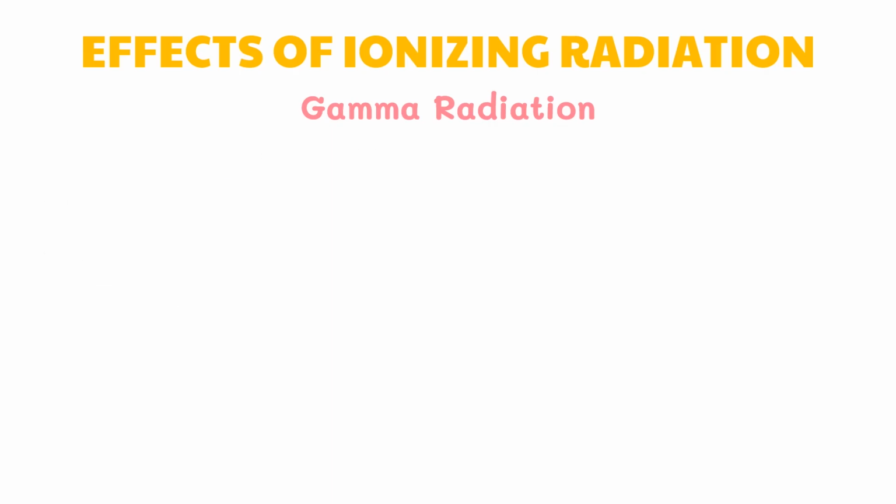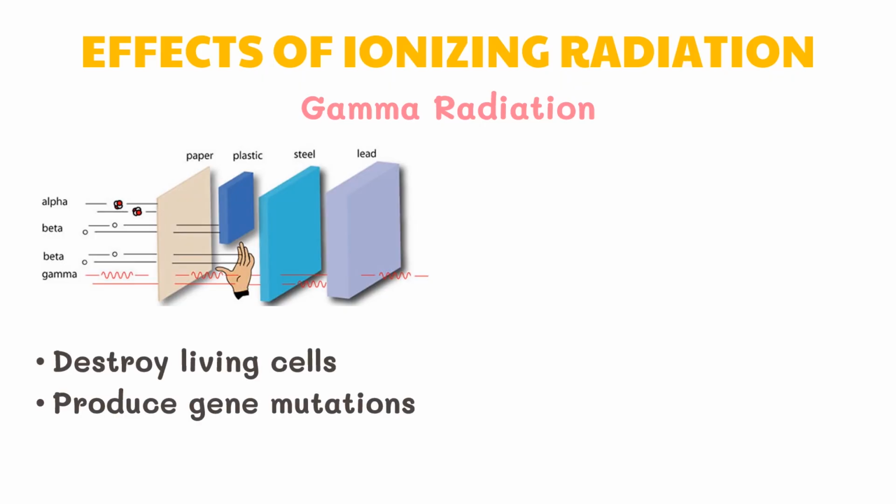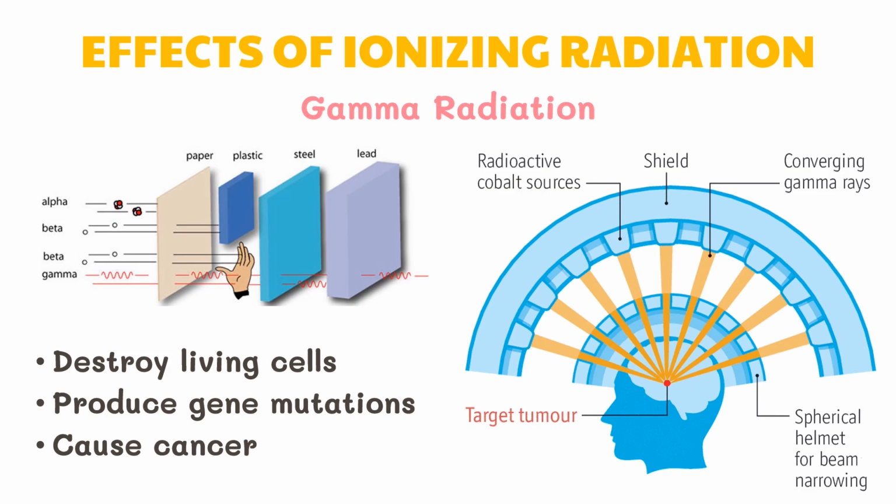The extremely high energy of gamma rays allows them to penetrate just about anything. They can even pass through bones. This makes gamma rays very dangerous. They can destroy living cells, produce gene mutations, and cause cancer. Ironically, the deadly effects of gamma rays can be used to treat cancer. In this type of treatment, a medical device sends out focused gamma rays that target cancerous cells. The gamma rays kill the cells and destroy the cancer.